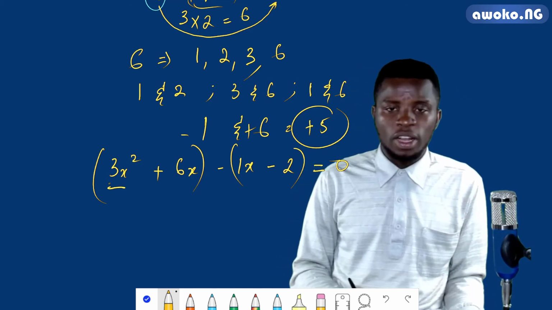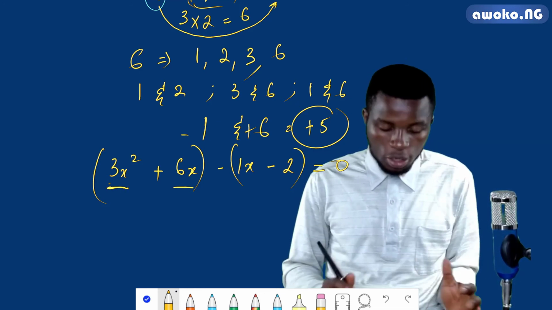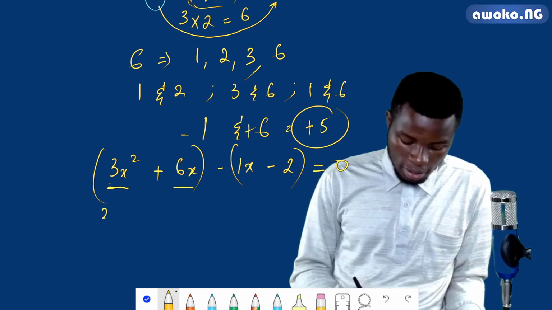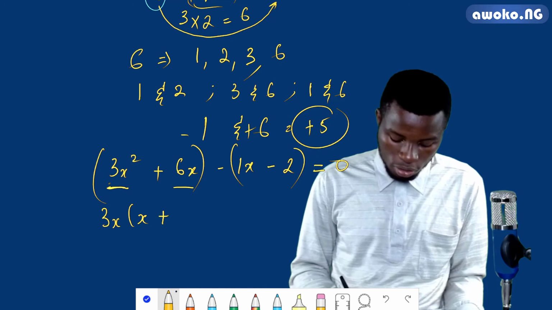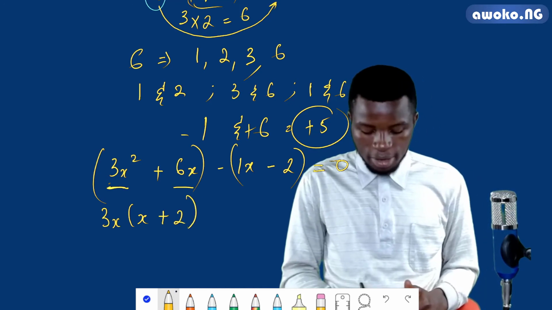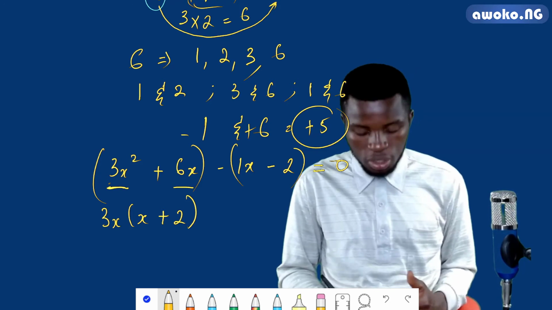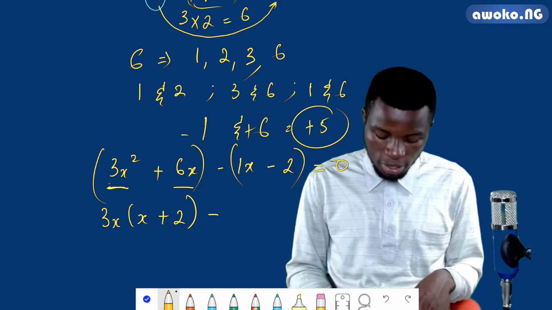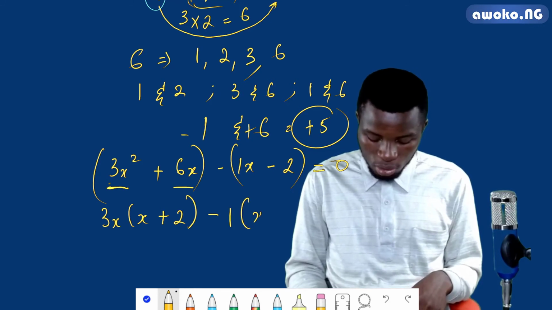So what is the common factor between plus 3x squared and plus 6x? Of course, the common factor is 3x into x plus 2, because 3x times x will give us 3x squared, then plus 3x times 2 will give us 6x. So we have minus, what is common to both? 1 into x plus 2.